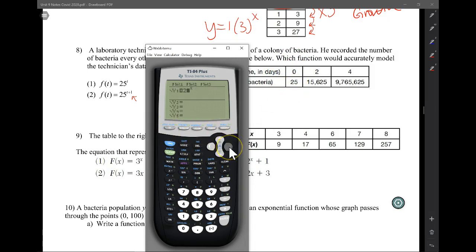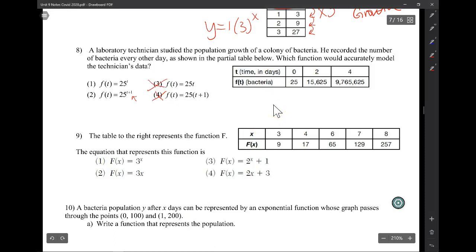So now let's go back to our y equals screen and check option 2. So +1. Okay, go back to your table, second graph, and go to day 0. There it is, 25 bacteria. Go to day 2, which is what the chart says. Day 2 should have 15,625. That's exactly what the table in my calculator says. So obviously option 2 is the right answer. So I had some knowledge to narrow down my options, and then I used my calculator to finish the problem up. So let's do the same thing in number 9.